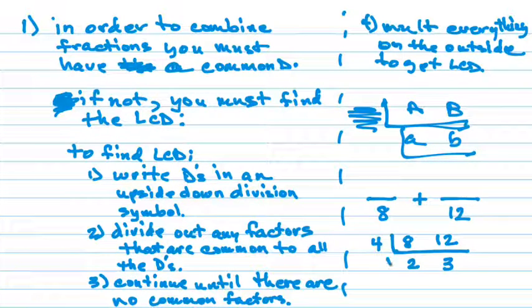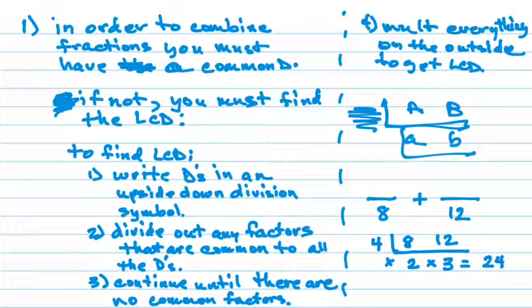So all I'm going to do is take everything on the outside and multiply it together. What's 4 times 2? 8 times 3 is? So the LCD for 8 and 12 is 24.